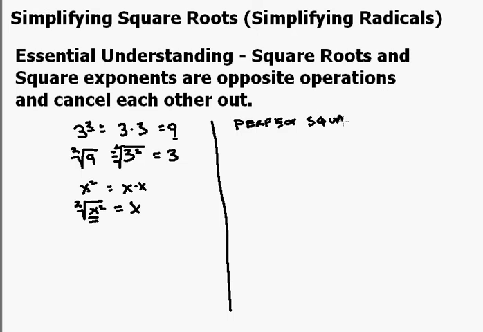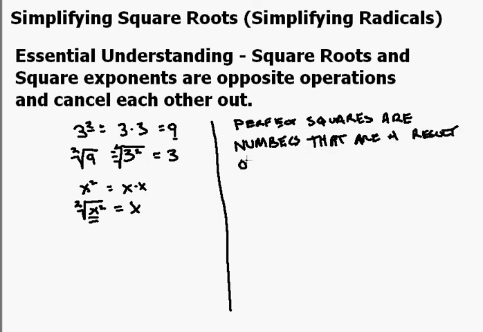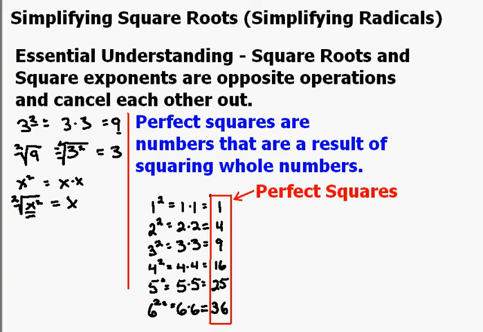Perfect squares are numbers that are a result of squaring whole numbers. So if I take 1 and I square it, I get 1. If I take 2 and I square it, I get 4. 3, I square it, I get 9. And so forth and so on.